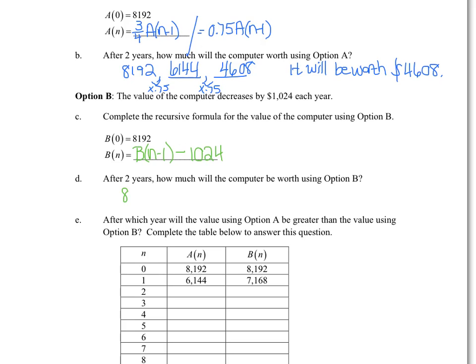Well, again, we're going to start with $8,192, and we're going to see what happens after year 1 and then year 2. But this time, we're going to be taking away $1,024. So 8,192 minus 1,024 is $7,168. And then we're going to take away 1,024 again, and 7,168 minus 1,024 is 6,144. So it will be worth $6,144.